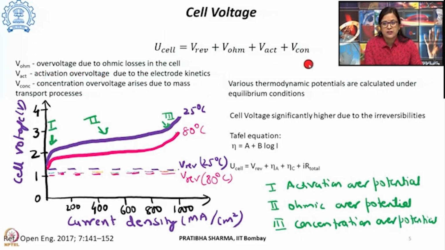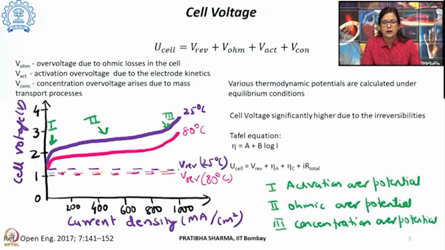The last component, which is the concentration over voltage, arises because of the mass transport limitations in the electrolytic cell. Now the products which are formed, if their concentration is higher than the reactants at the interface, the products which are formed are not removed at the pace at which the reactants reach the interface so that the reaction can take place. In that case there are concentration over voltages resulting.